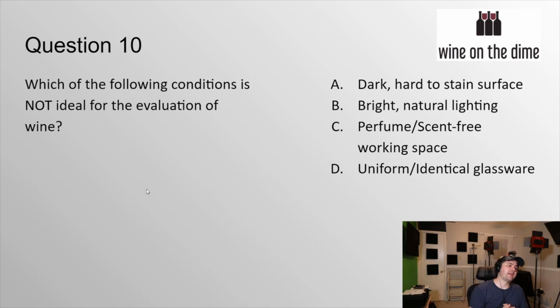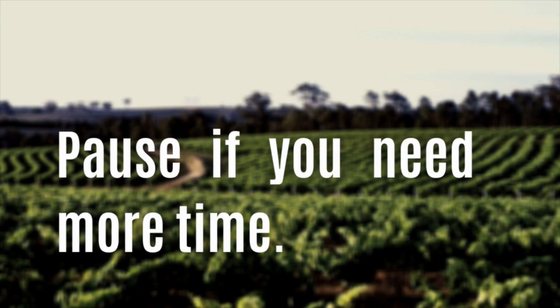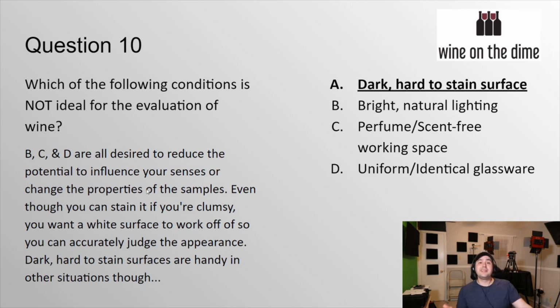All right, so question 10. Which of the following conditions is not ideal for the evaluation of wine? A, a dark, hard to stain surface. B, bright, natural lighting. C, perfume, scent-free workspace. Or D, uniform, identical glassware for your tasting set. Pause if you need time. All right, so B, C, and D are all things that you want whenever you're evaluating wine.